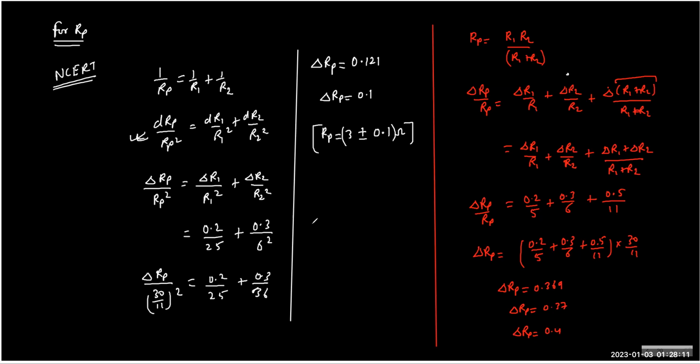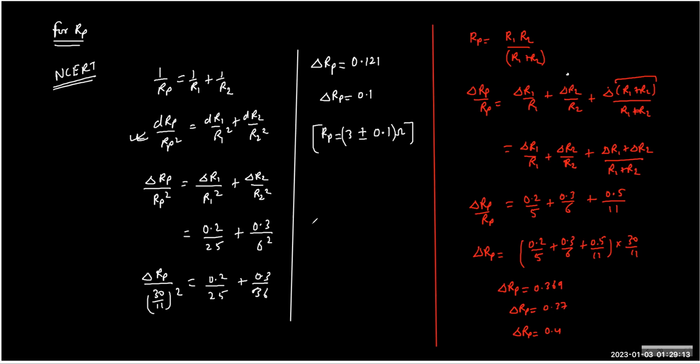So 0.2 by 5 is how much? I think it is less than 5%. Yeah, 0.04, so 4%. And 0.3 by 6 is 5% roughly. And 0.5 by 11 is also less than 5%. So all are less than 5%, isn't it? Yes. So if you add all three, you will get 15% in total. So the RP actually has 15% error, isn't it? The relative error in RP is really huge, so I don't think the differential approach is the right way here.